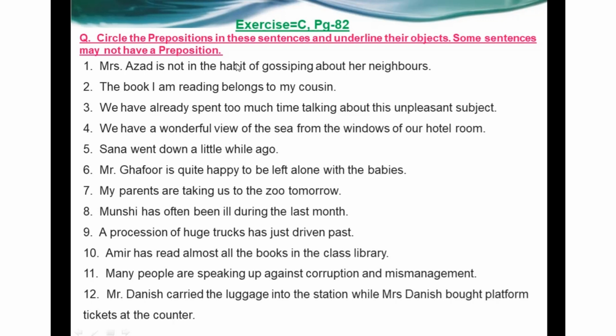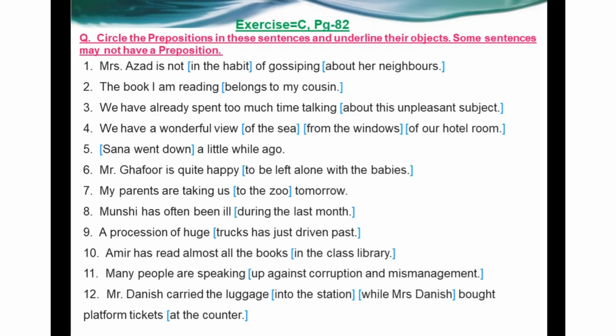You will make a bracket starting from the preposition and take that bracket towards the object. Wherever you found the noun, till there only, close your bracket, circle the preposition and underline your object. Like that we will do with all the sentences. I'll show you one example. Let's come to number 1. Mrs. Azad is not in the habit of gossiping about her neighbors.